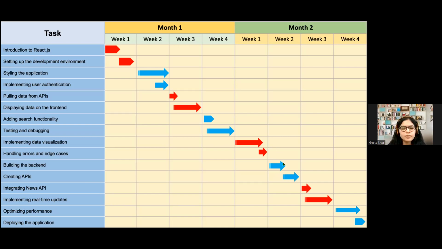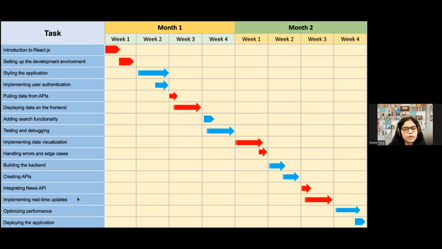In the second week, building the backend, I will use Node.js and Express.js to connect with the server, creating APIs. I will create APIs for user authentication, data manipulation, and data retrieval. In the third week, I need to integrate the News API. For this, I will use the News API to pull news related to the specific stock market data.